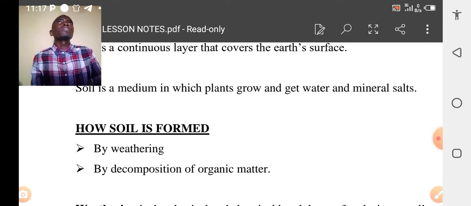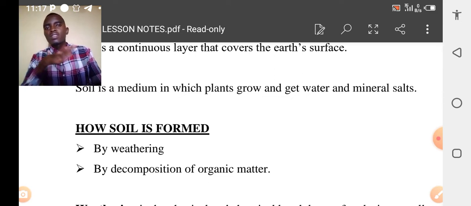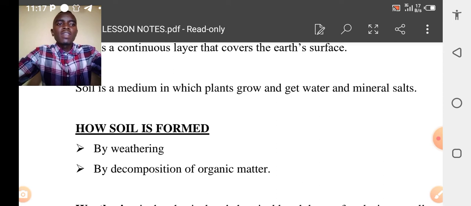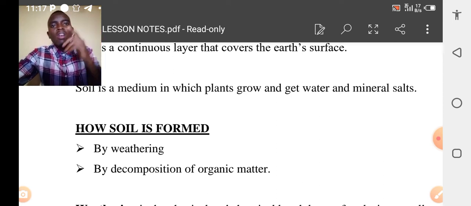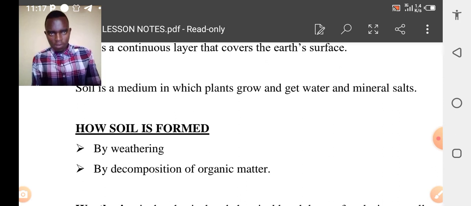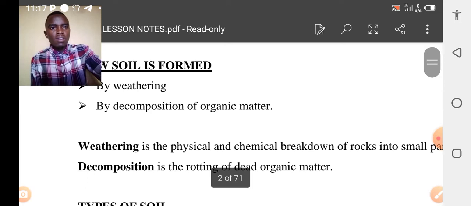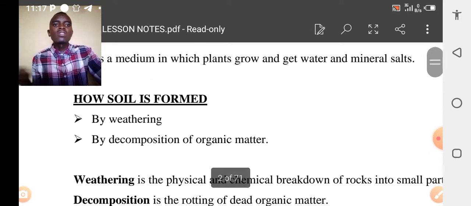When, for example, you have rubbish and you deposit it somewhere, those organic matters decompose. When decomposed, it becomes manure. That manure, after a long time, becomes soil. That is how soil is formed.